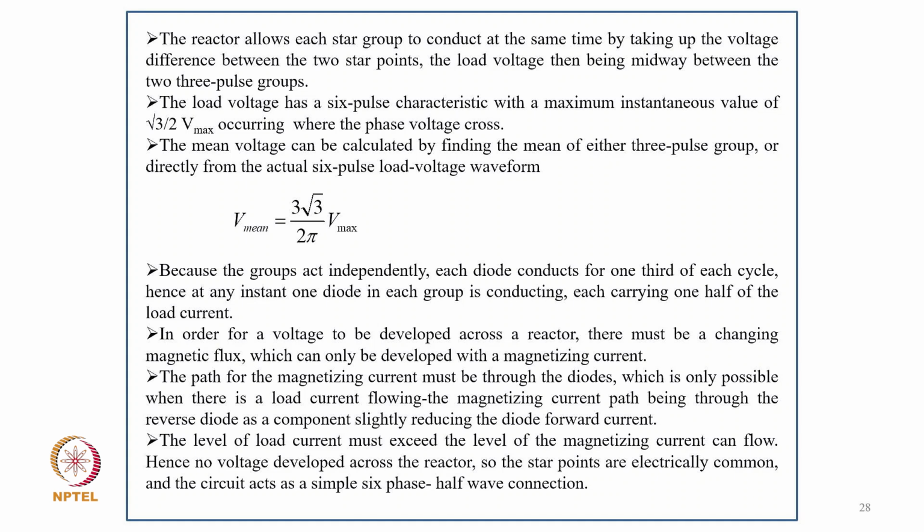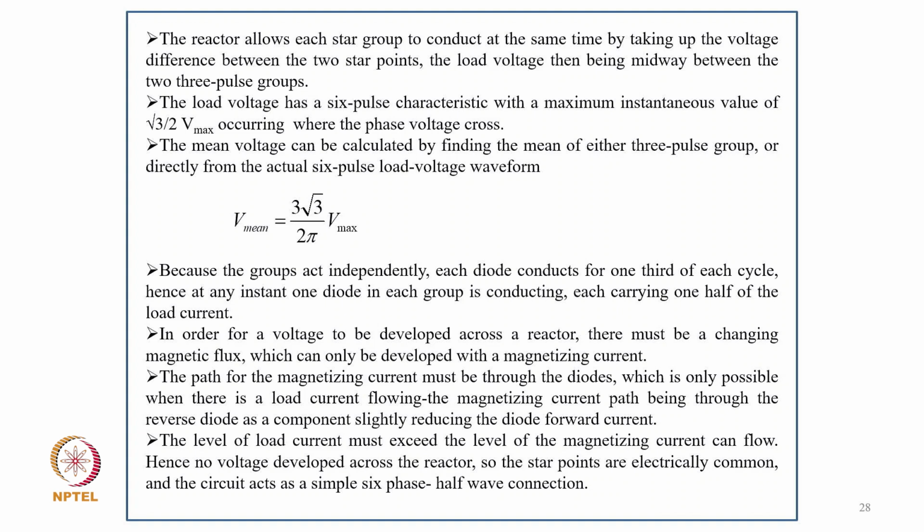The load voltage is then midway between the two pulse groups, and the load voltage has a 6 pulse characteristic with a maximum instantaneous value of root 3 by 2 Vmax, occurring where the phase voltages cross. The mean voltage can be calculated by finding the mean of either 3 pulse group, or directly from the actual 6 pulse load voltage waveform. So V mean equals 3 root 3 by 2 pi times Vmax, and because the groups are active independently, each diode conducts for 1/3 of each cycle. Hence, at any instant, one diode in each group is conducting, each carrying 1/2 of the load current.